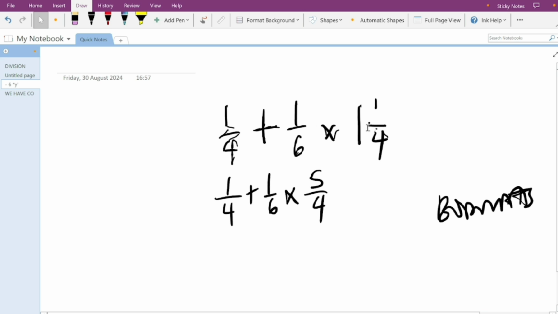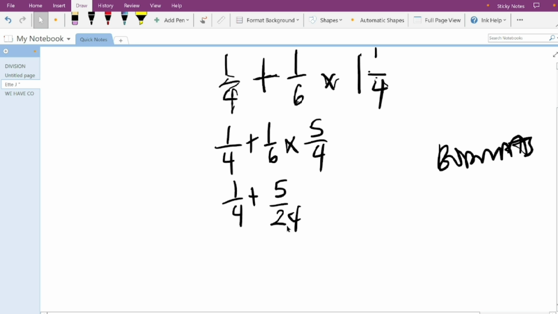That's converting it from a mixed fraction to an improper fraction. Then we multiply first before we add our answer to this 1 over 4. We have these two, then nothing can cancel out. So we have it as 1 over 4 plus, we say 1 times 5 is 5. Then 6 times 4 is 24.